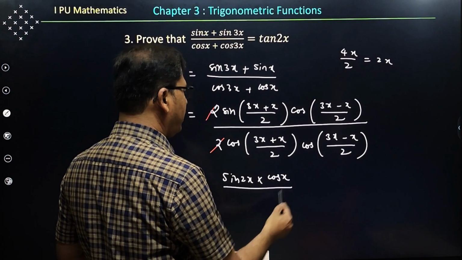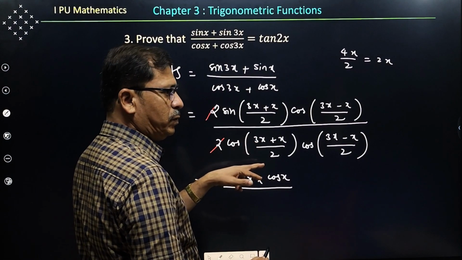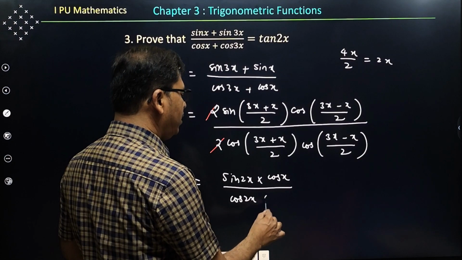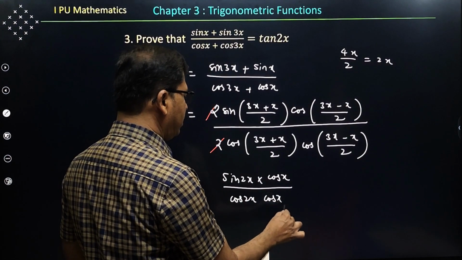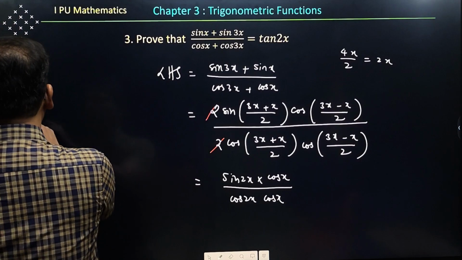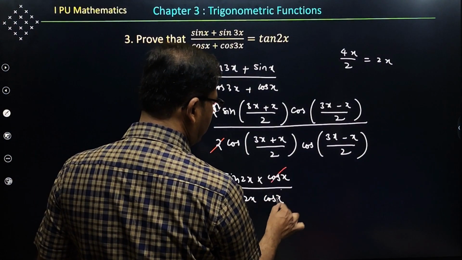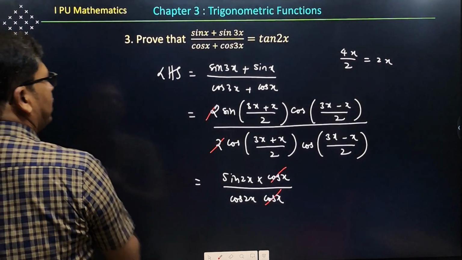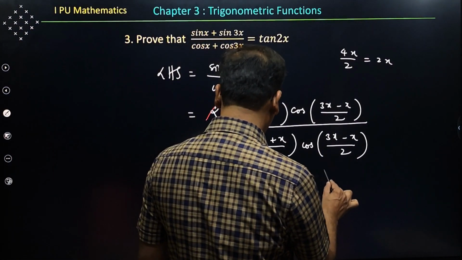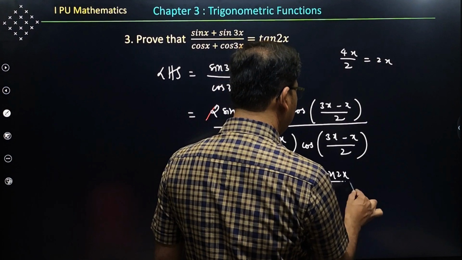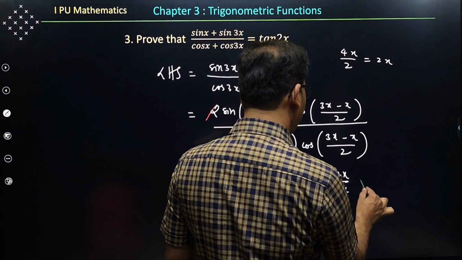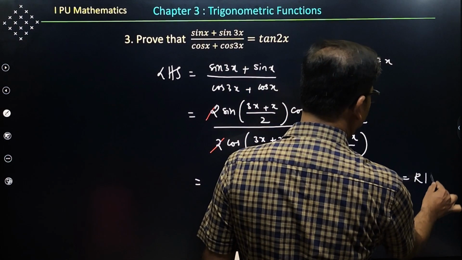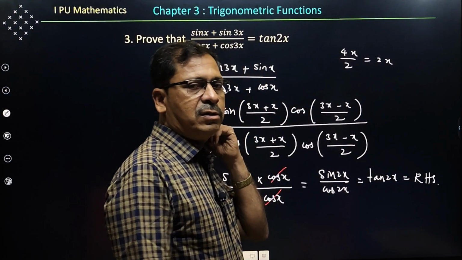Only x remains, divided by cos of 4x by 2, that is cos 2x we will get here. And then cos of x only. Now it is time to eliminate cos x and cos x. They cancel. Sin 2x by cos 2x remains, and that is our required tan 2x. This is equal to sin 2x divided by cos 2x, and this leads to the answer tan of 2x, and this is our required RHS here. So this completes the solution.